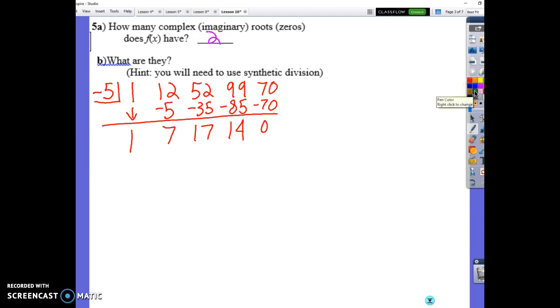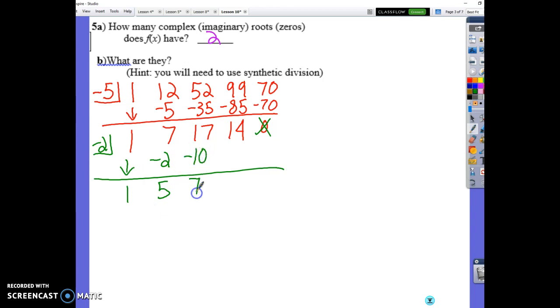So now we just double confirm that that's a real root. We're going to use synthetic division again, but this time with our -2. Let me put that up top. Now this time we had no remainder, so let's forget about that 0. Bring down the 1. Multiply by -2. Add them to get 5. Multiply by -2 is -10. Add those to get 7. Multiply by -2 is -14. Add, and look, we've got no remainder again, so that's a great sign.